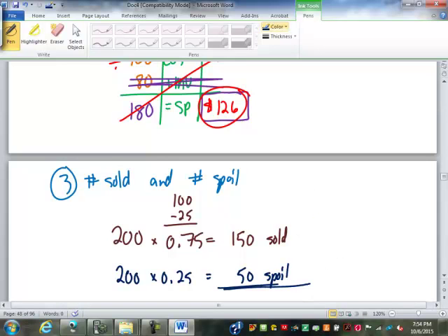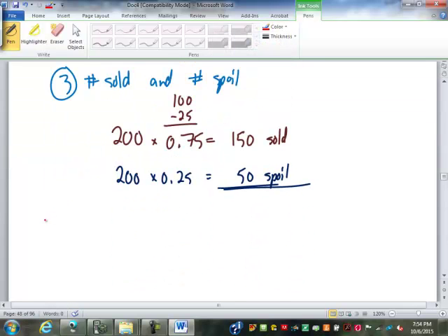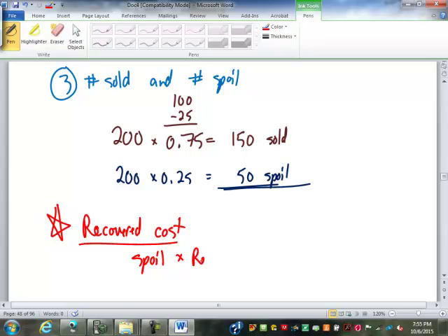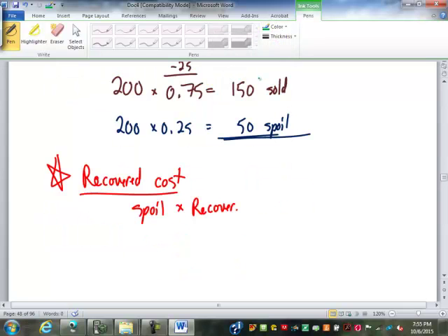Now, before we go on to step 4, there's an additional step here between step 3 and 4, which is the recovered cost, if you want to call it that. And in this step, we're going to take the spoiled times the recovery. So we have 50 that spoil times 30 cents each that we were going to get for those, which is going to give us $15.